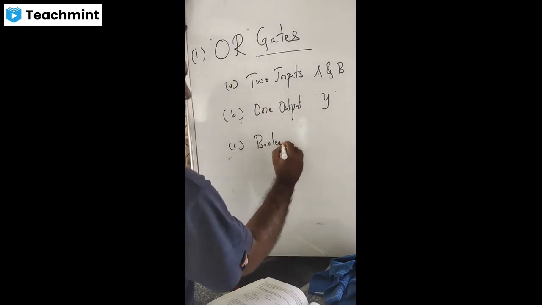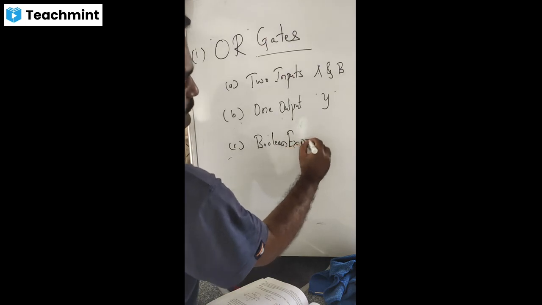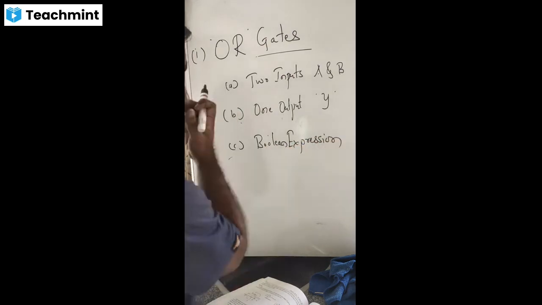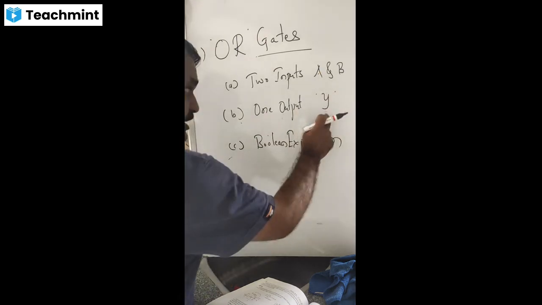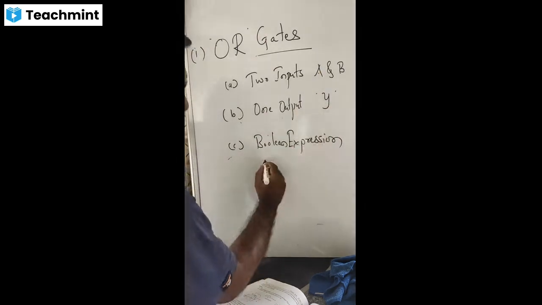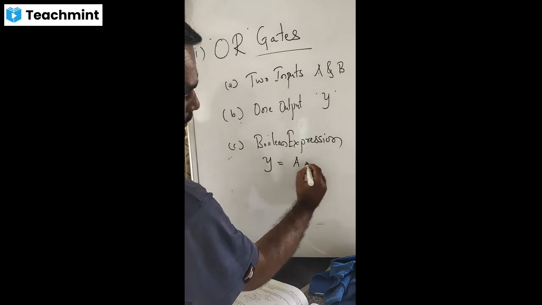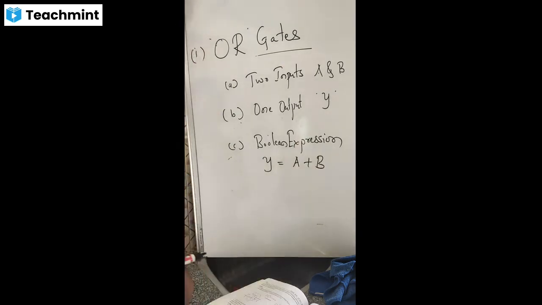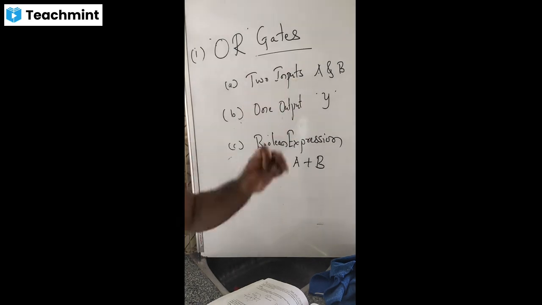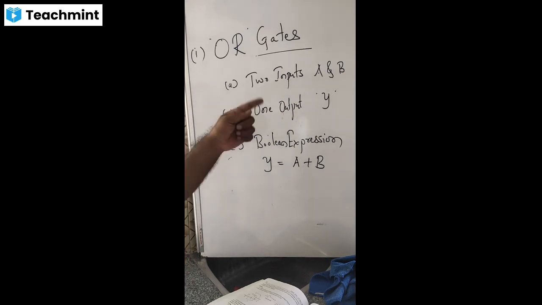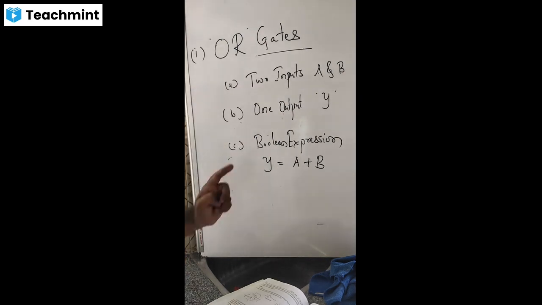Boolean expression for the OR gate means the expression representing the output, that is A plus B. Whenever we write a Boolean expression for any gate, it represents the output only. So first, two inputs, one output Y. The Boolean expression representing the output is Y equal to A plus B.